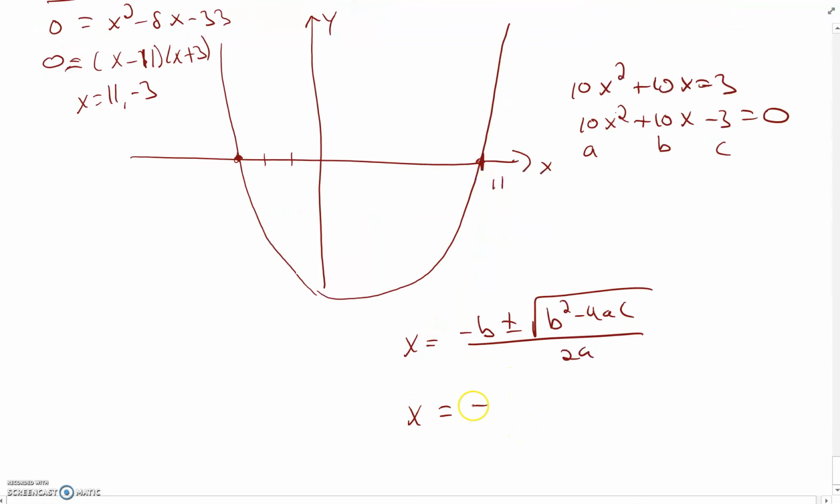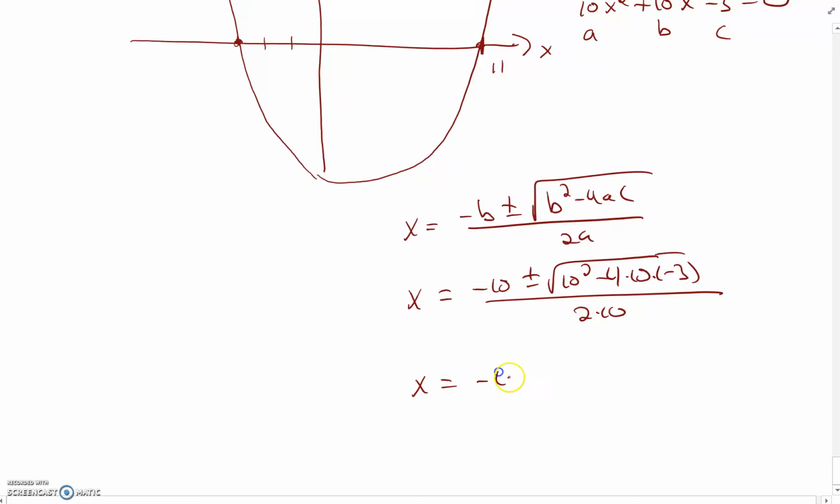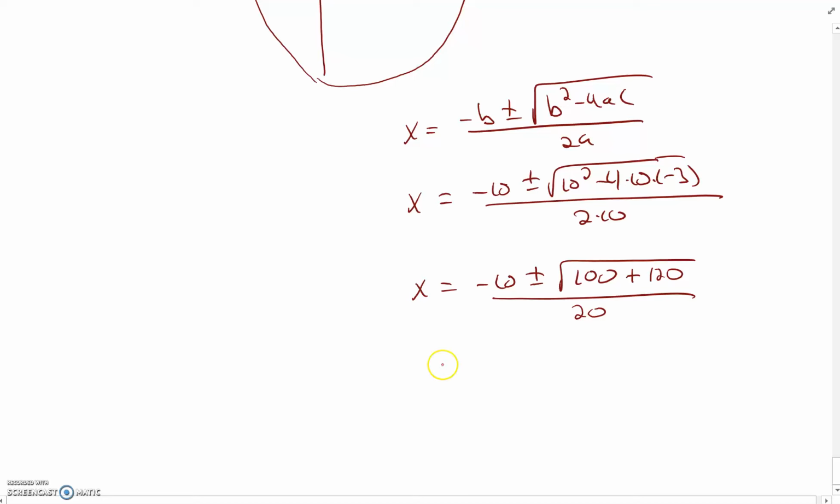So x equals negative b, negative 10, plus and minus the square root of 10 squared minus 4 times a is 10, c is minus 3, all over 2 times a is 10. So x equals negative 10 plus and minus the square root of 100. See the double negative, the minus, and then a minus? That's going to be plus 40 times 3 is 120. Over 2 times 10 is 20. So negative 10 plus and minus the square root of 220 over 20. Now likely he's going to want you to simplify that a bit more.